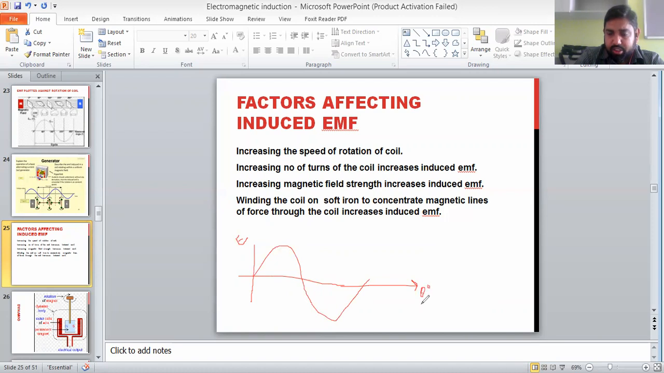It can be plotted against time period. Time period for one complete rotation will be T. For half of that will be half of time period, and for quarter of that will be T upon 4, and for 3/4 of the time period.